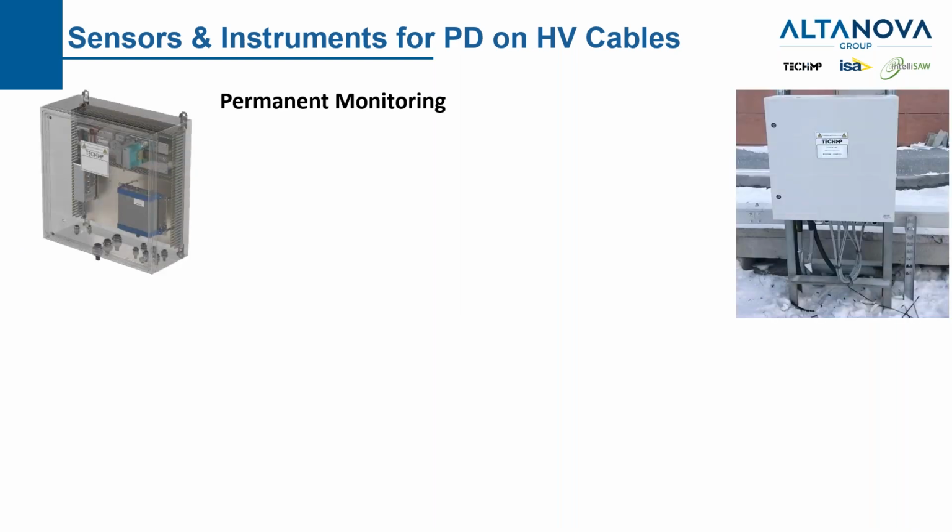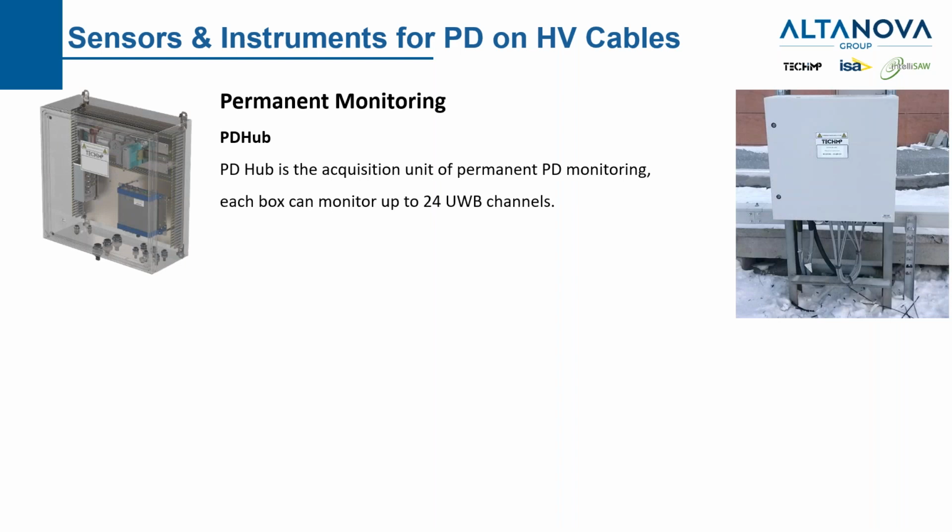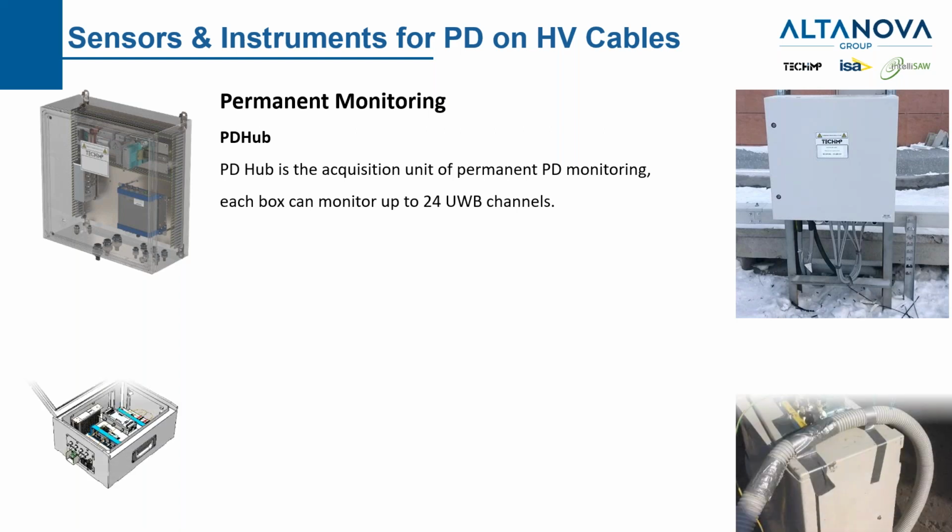The last part is the permanent monitoring. The TechImp solution for permanent monitoring is called PD Hub. PD Hub is a monitoring unit that can detect up to 24 ultra-wideband channels. We have customized the boxes depending on their protection grade, power supply, and many other things. It's like the small brain of the monitoring system. It will record the data automatically and will send the data to the central unit.